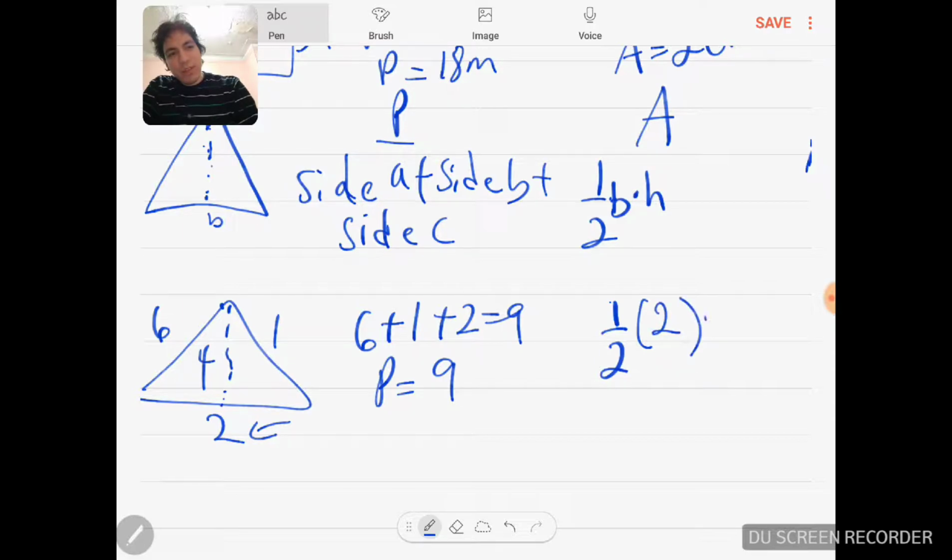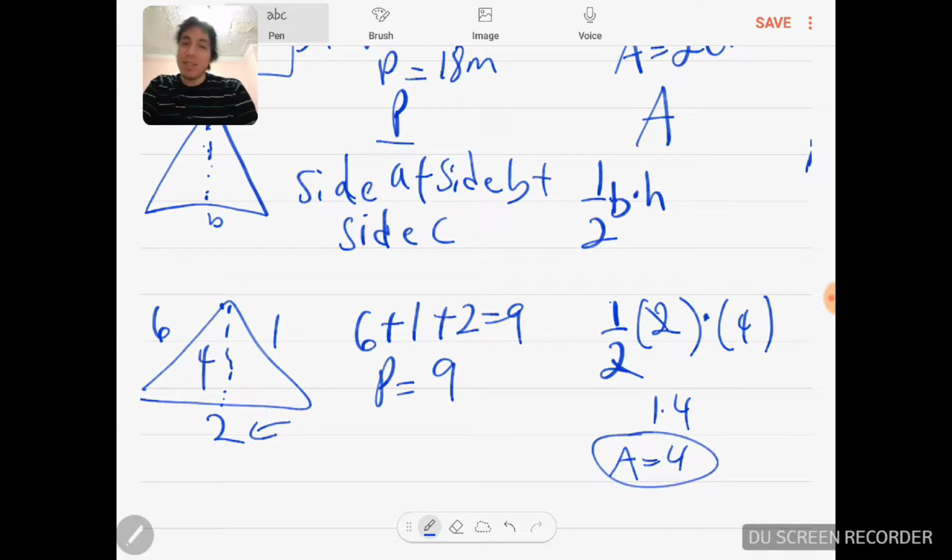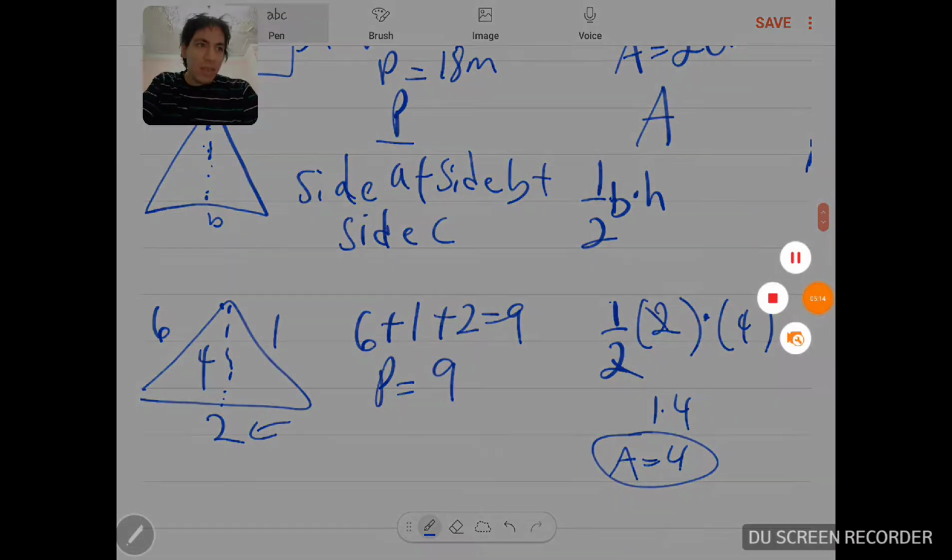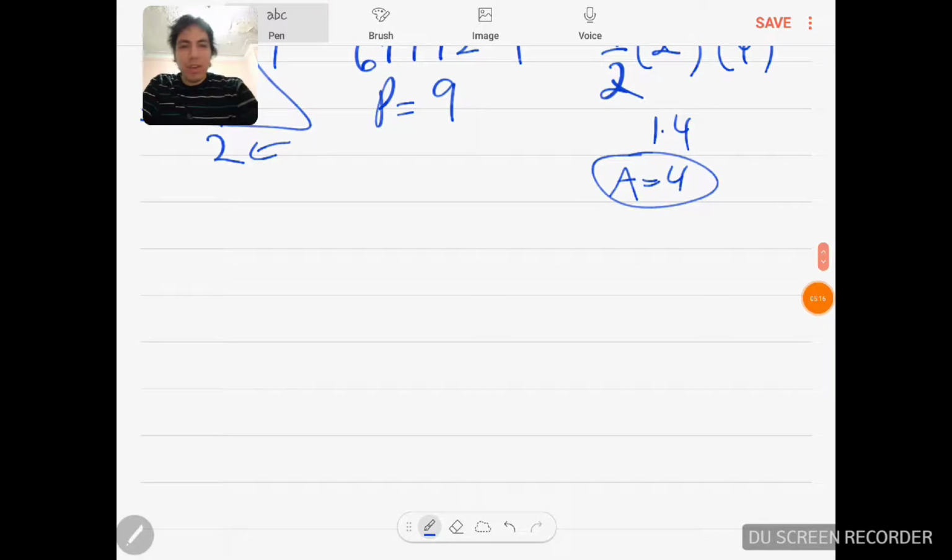This is 2, and my height is 4. These two cancel, and I'm left with 1 times 4, so my area would just be 4 as my final answer. Okay, good. All right, now we're moving on to the circle.